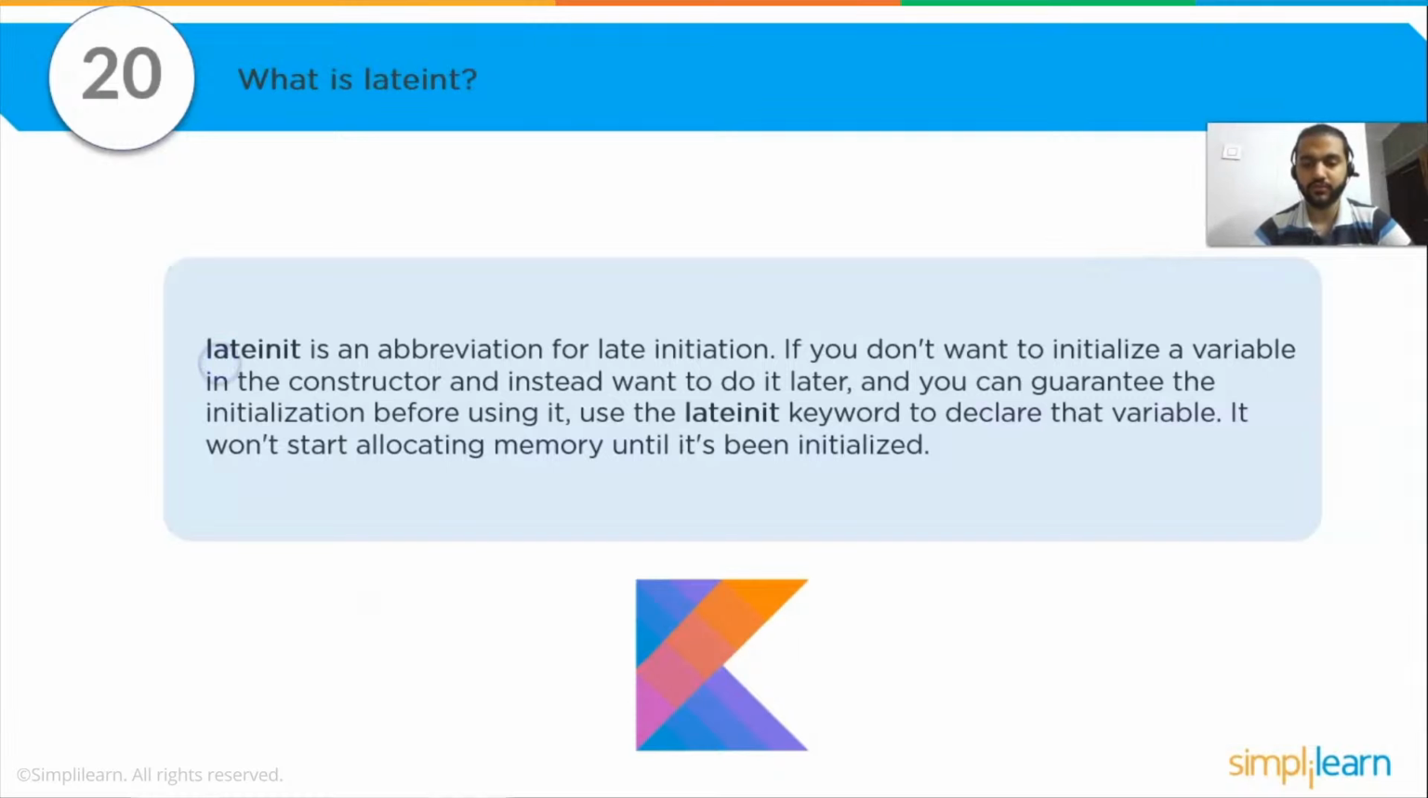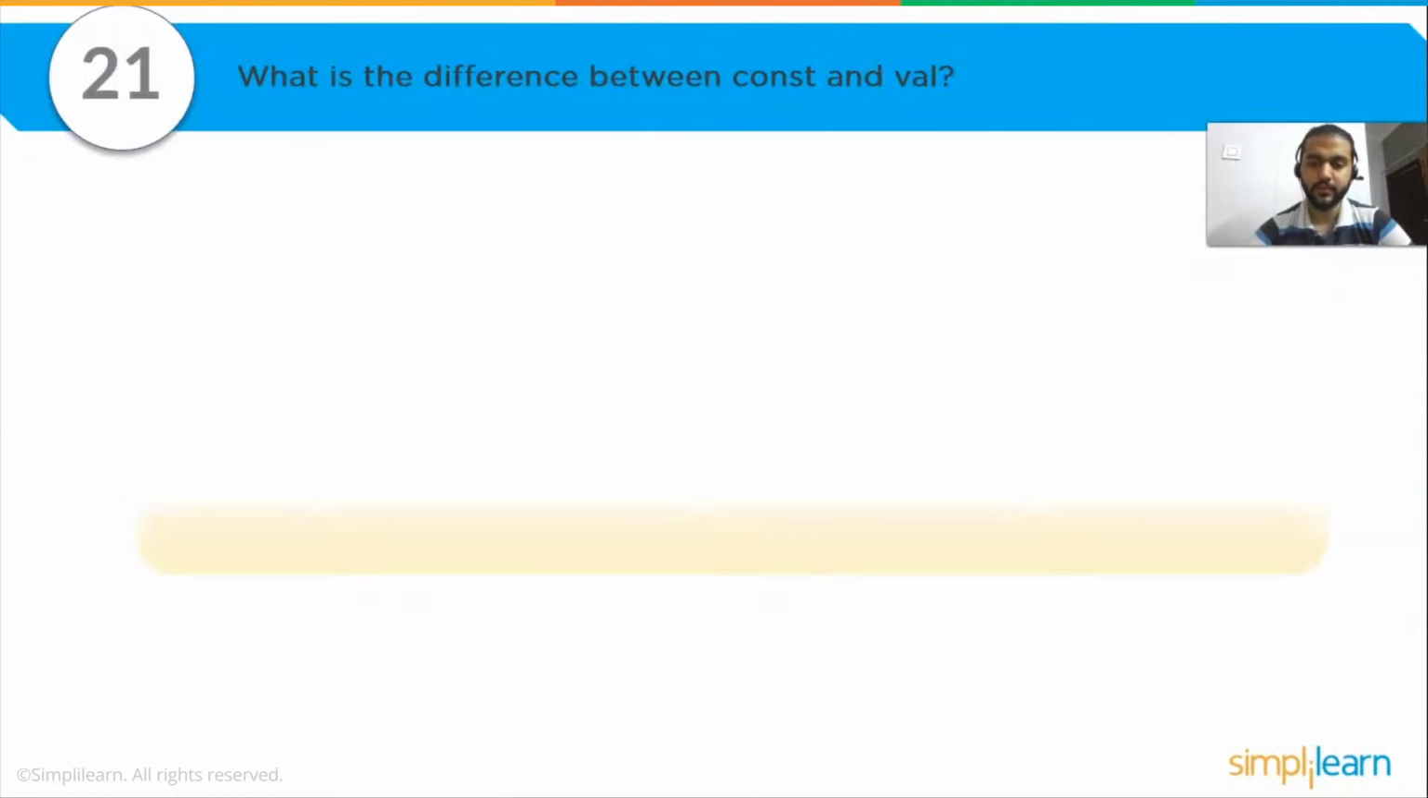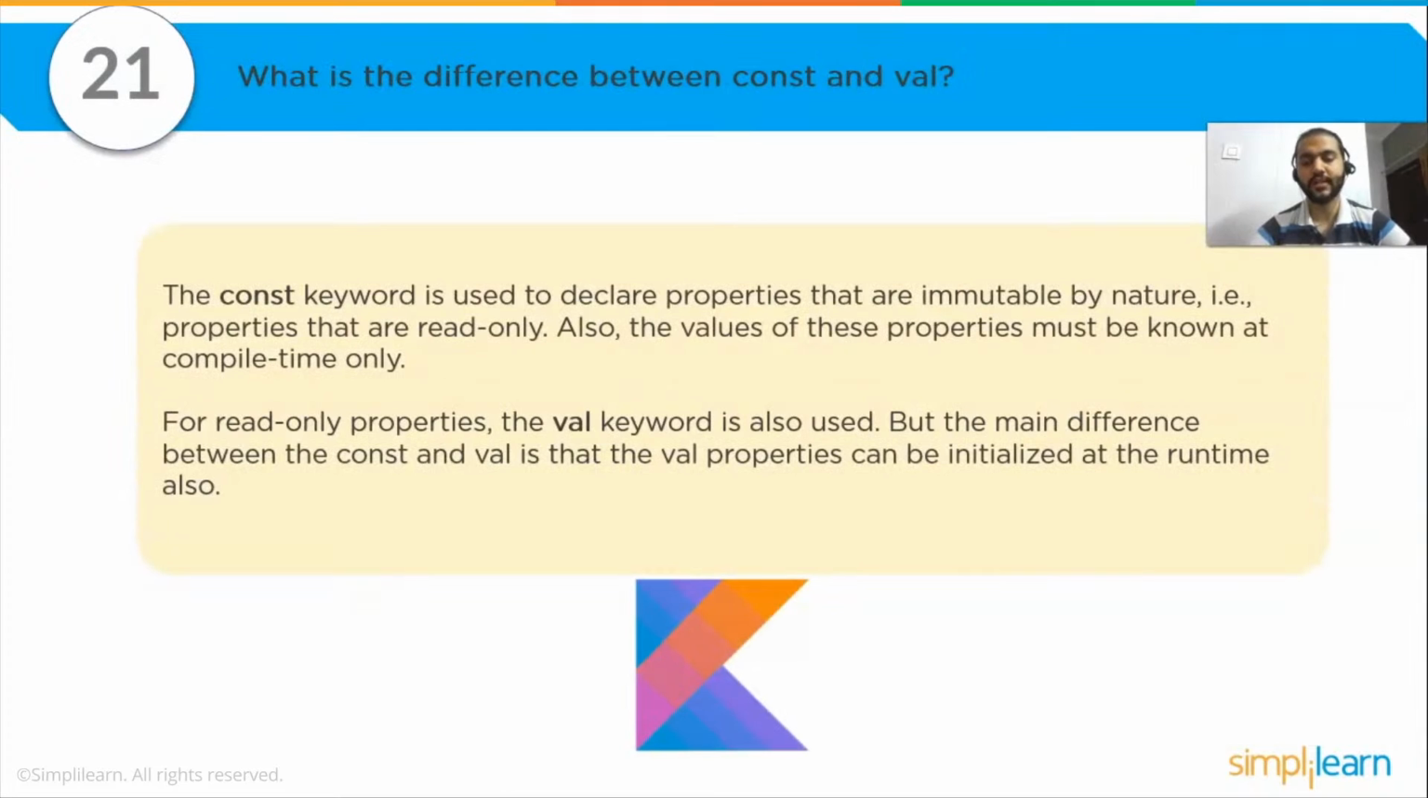Now, our 21st question is, what is the difference between const and val? The const keyword is used to declare properties that are immutable by nature. That is, the properties that are read-only. Also, the values of these properties must be known at compile time only. Now, if we talk about val, for read-only properties, the val keyword is also used. But the main difference between const and val is that the val properties can be initialized at runtime also. But it is not so in case of const.